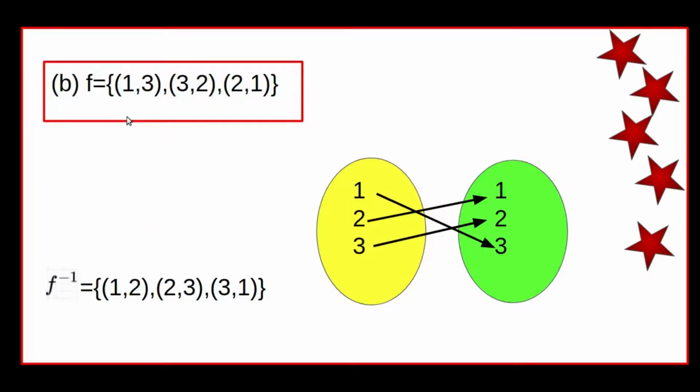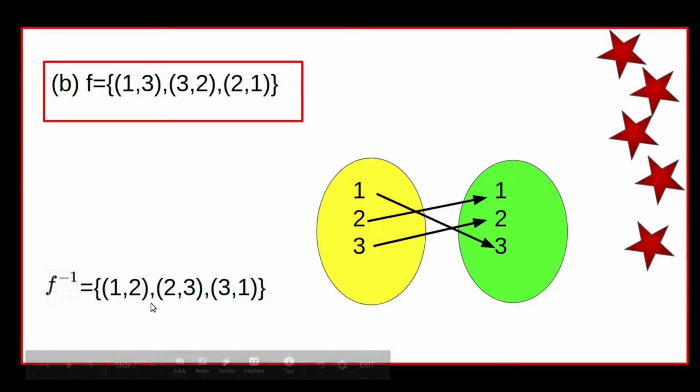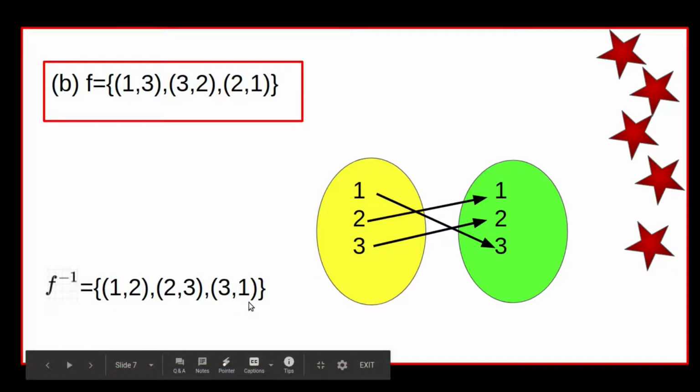Now here we have another function f, the set of ordered pairs (1,3), (3,2), (2,1). Now f inverse is 1 to 2, 2 to 3, 3 to 1. നേരെ തിരിച്ചിട്ടാൽ മതി. So this is our f inverse.